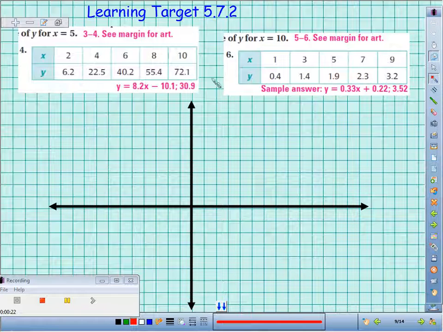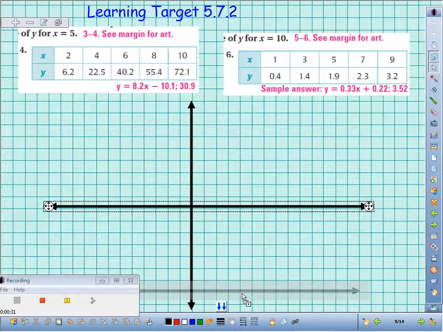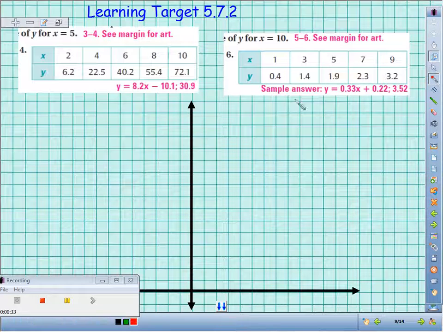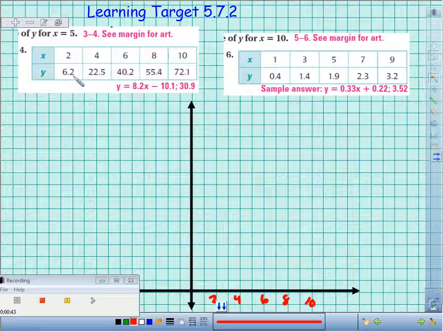X values are going from 2 to 10, no problem going by ones. Y values are going from 6.2 to 72.1. So I'm going to actually sneak this guy down so I can get a little more room on my y-axis. Since none of the values are negative, I'm going to go by ones here: 1, 2, 3, 4, 6, 8, and 10. And for the y values, to get from 6.2 to 72, maybe I'll go by 5. So I've got 5, 10, 20, 30.